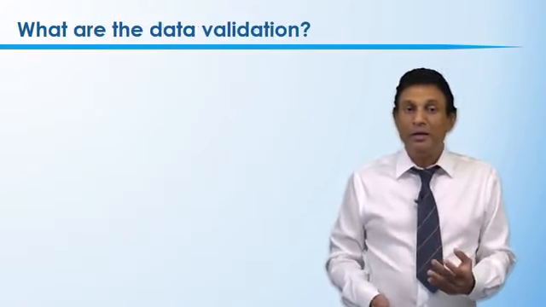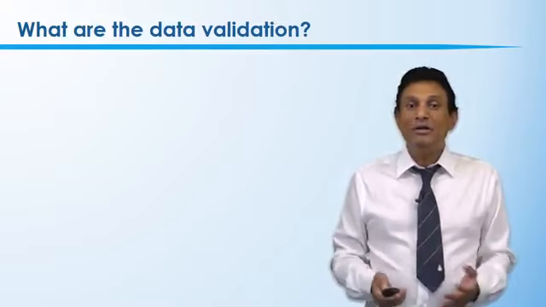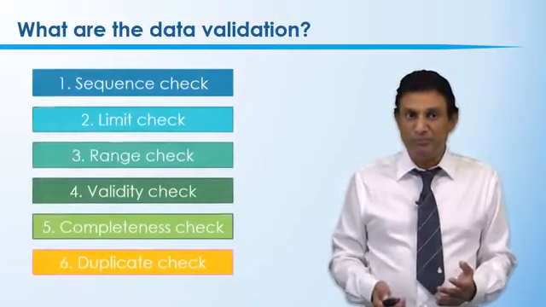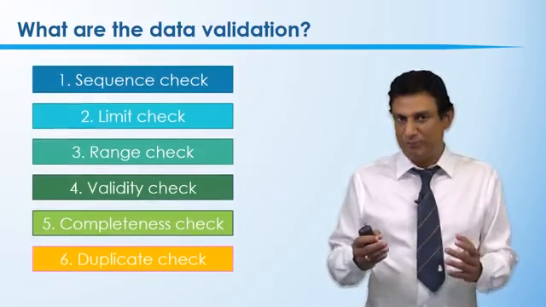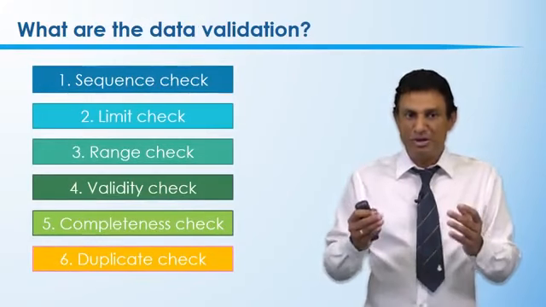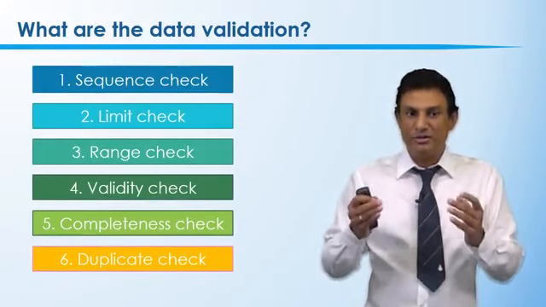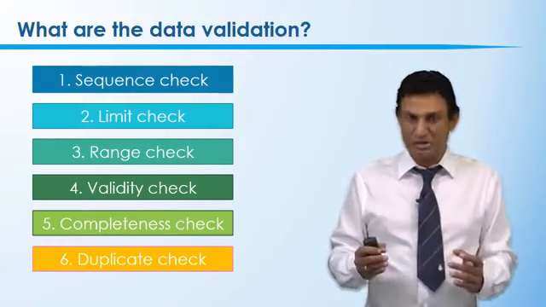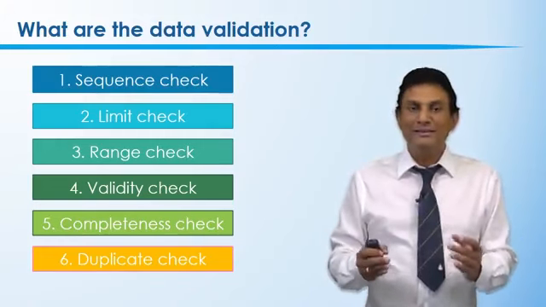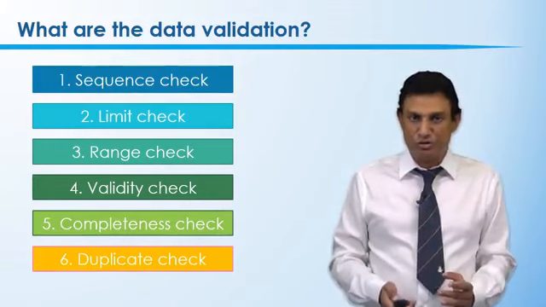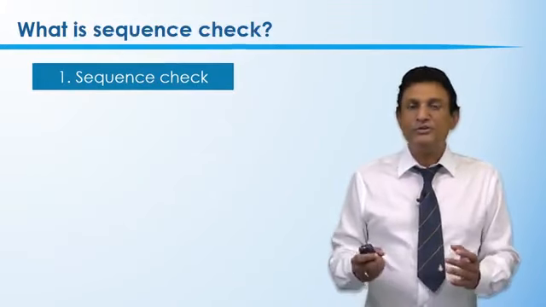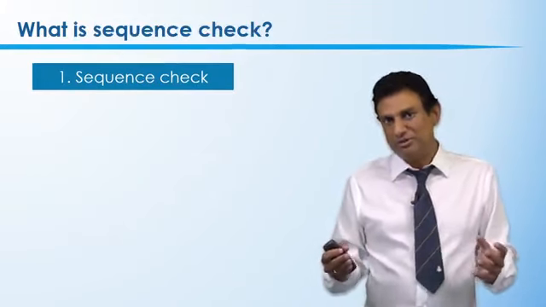Okay, right. Now we look at data validation and editing controls in general. We have basically 6 of them: sequence check, limit check, range check, validity check, completeness check, and duplicate check. So let's look at these validation and edit controls one by one. First, what is a sequence check? Can you guys think about it?